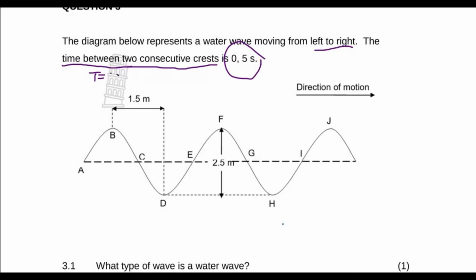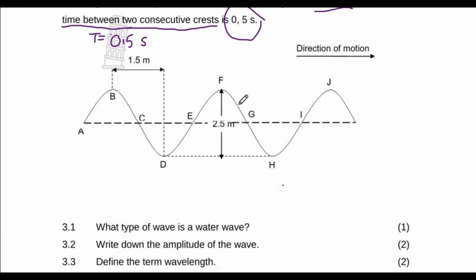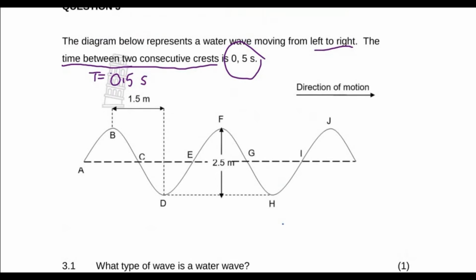So this question already tells us the period, which is the time between two consecutive crests, or the time taken to complete one full wave. Then we're given a diagram of this wave. If we look at it, it's a transverse wave.